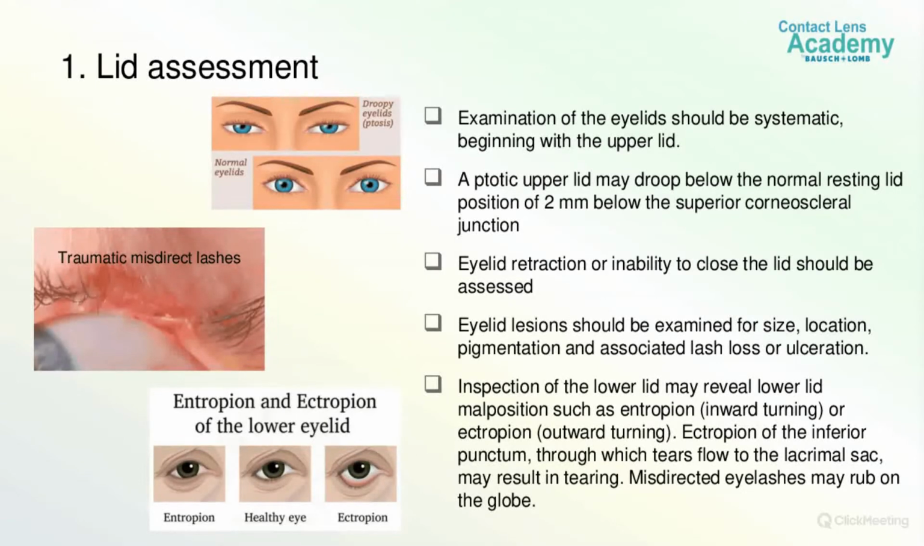And inspection of the lower lid may reveal lower lid malposition, such as entropion, inward turning, or ectropion, outward turning. Ectropion also affects the inferior punctum, through which tears flow to the lacrimal sac, and may result in tearing. Misdirected eyelashes may rub onto the globe.